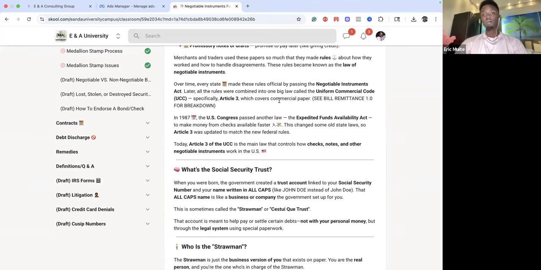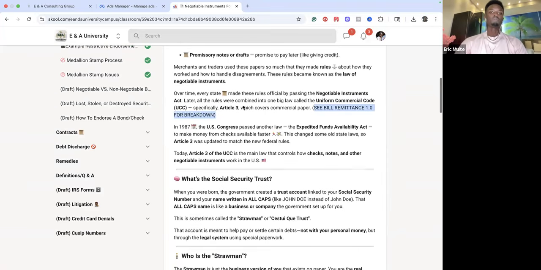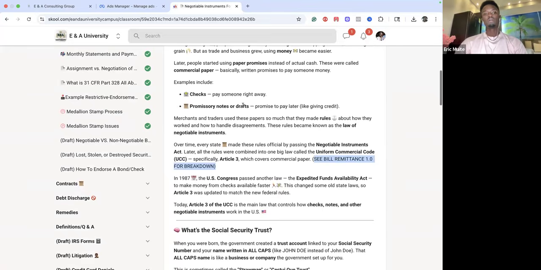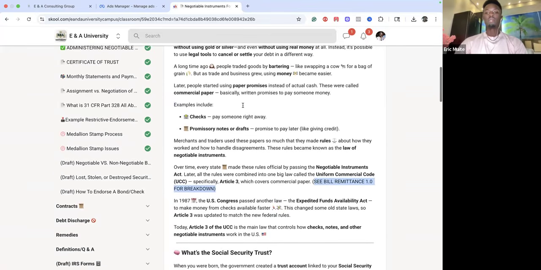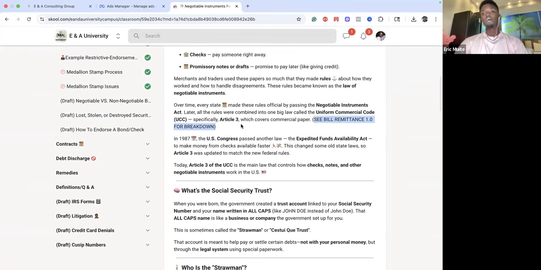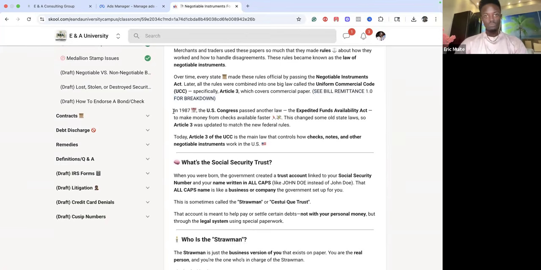So UCC 3 covers commercial paper. And so I do cover this in the Bill Remittance 1.0, but I did make some updates and limited and combined a lot of that info. And so you will find the majority of it here.